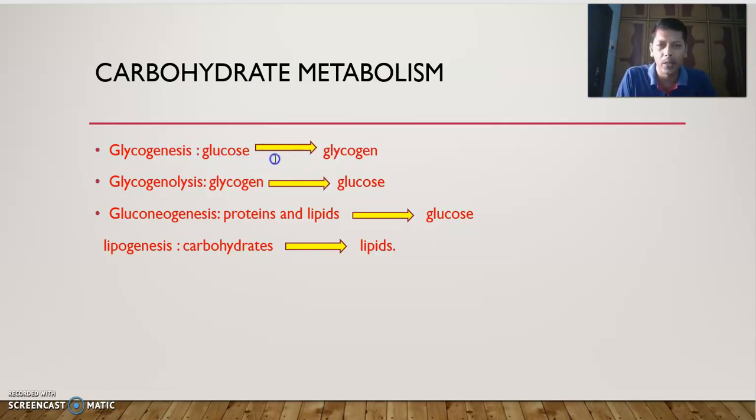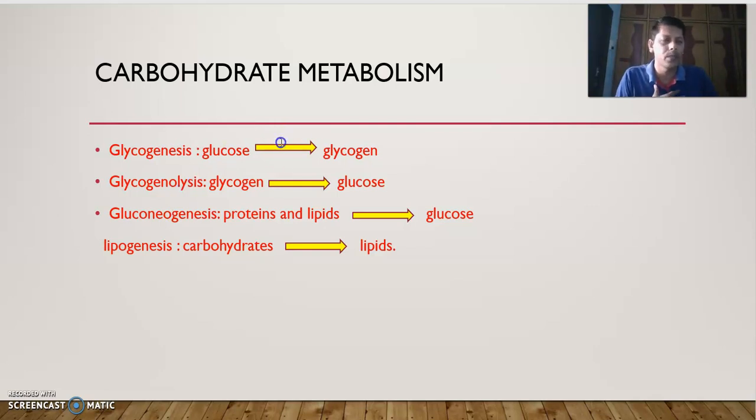The formation of glycogen from glucose is called glycogenesis. Glycogen is formed here, that's why it is named glycogenesis. The opposite reaction is called glycogenolysis. When your blood glucose levels are low, the glycogen in your body is converted to glucose and comes back to the blood. Lysis means breakdown. Glycogen is broken down to form glucose. This is called glycogenolysis, opposite to the first one.